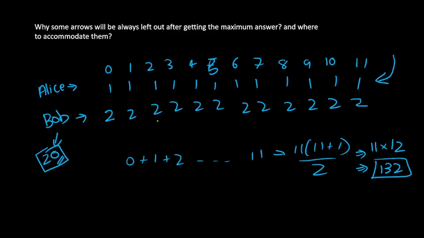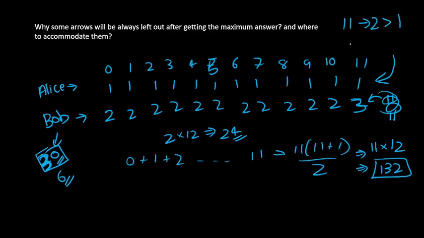And how many arrows did he waste? Sorry, let's just assume he has a total of 30 arrows. So how many arrows did he waste? He wasted 2 into 12, that is 24 arrows. But still, he has 6 arrows left. Someone will say to add an arrow over here, but there's no point, right? Anyways, 2 is higher than 1. You get 11 points if you hit 2 arrows, and you will again get 11 points only if you hit 3 arrows, because 3 is also greater than 1. So there's no point in adding arrows.